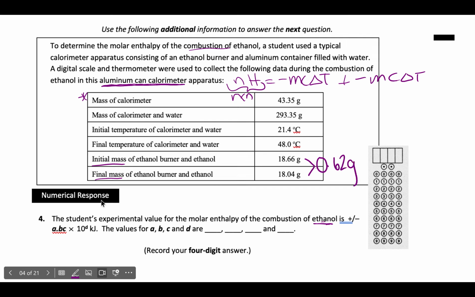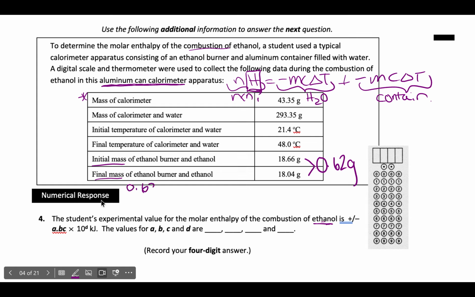Within our formula, we are solving for H, so we'll want that. Our first negative MC delta T is going to be about the water. The second MC delta T is about the container, and in this case it's aluminum. So when we go to fill this in, let's just start.